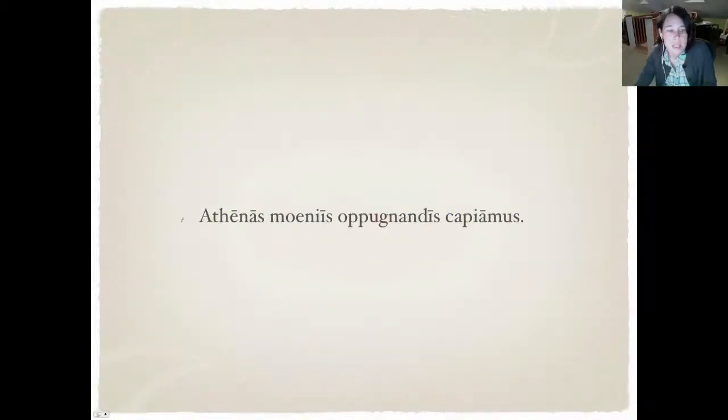Look at a few example sentences. Athenas moenibus oppugnandis capiamus. Take a second. Even if you can't translate the sentence immediately, see if you can identify either the gerund or the gerundive and determine, is it a gerund or is it a gerundive?